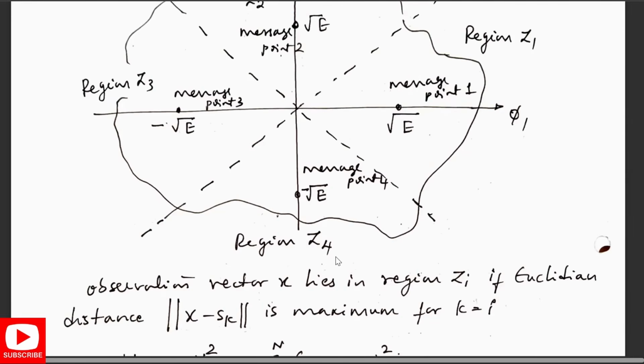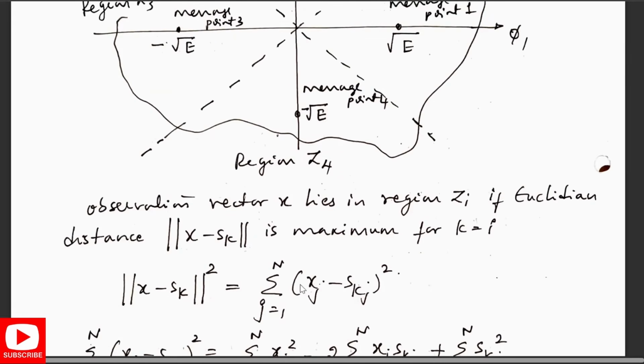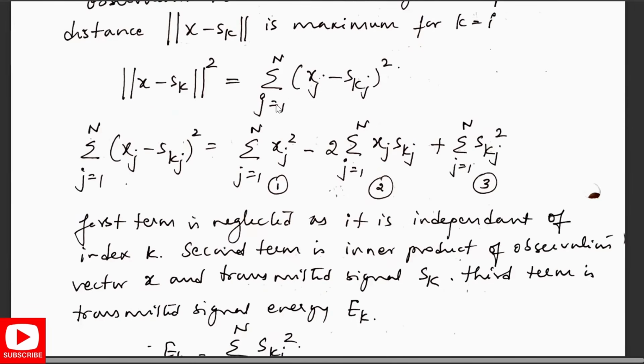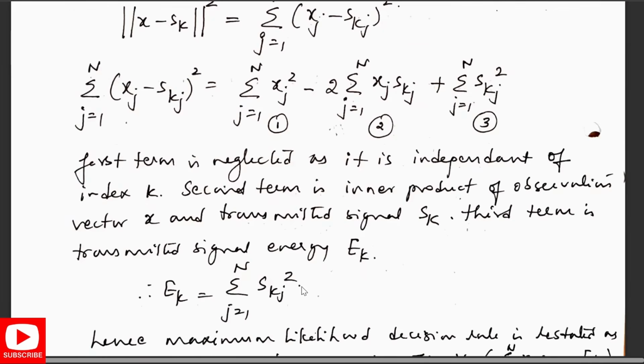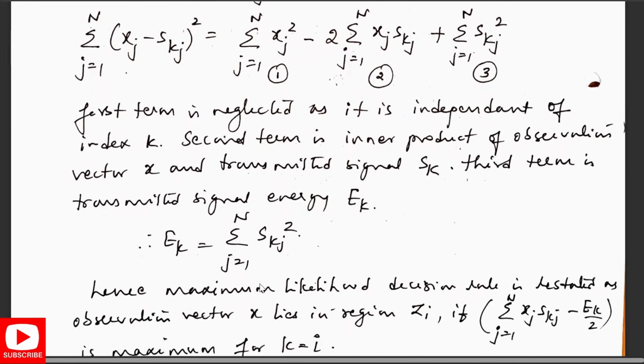So here the observation vector x lies in Z_i if the Euclidean distance is smallest, as I said, in the signal space that we had discussed. On squaring that, we get one part, a second part, and a third part. The first term is neglected because it is independent of k. The second term is an inner product of the observation vector x and the transmitted signal x_k. The third term is the transmitted signal energy, that is E_k. So hence you can say the maximum likelihood decision is stated as: observation vector x lies in the region Z_i if k is equal to i.